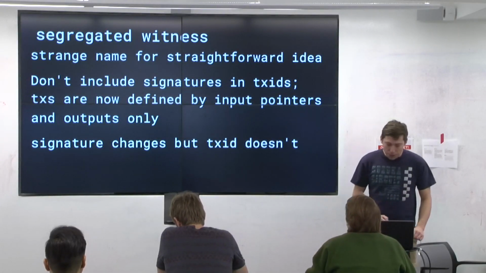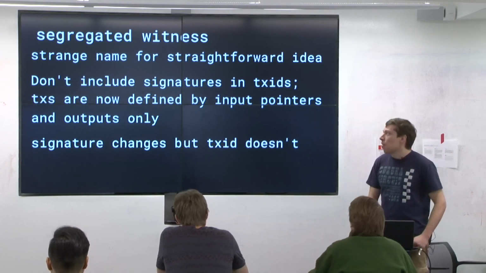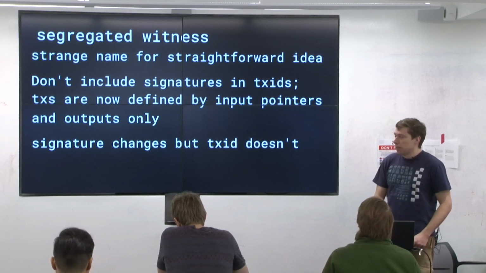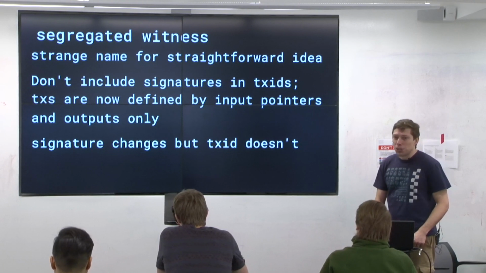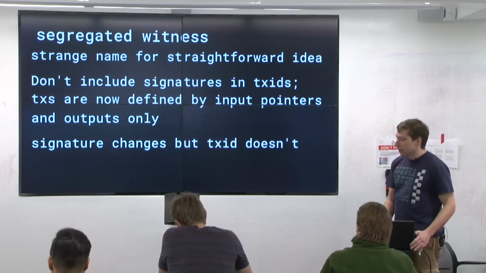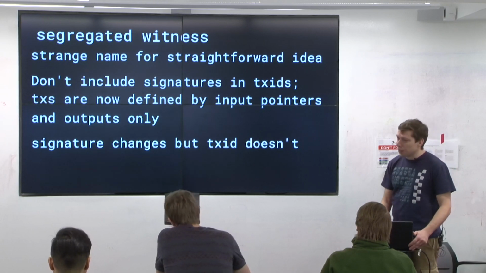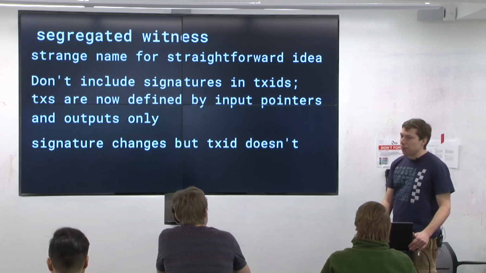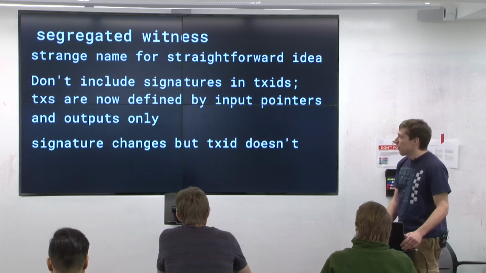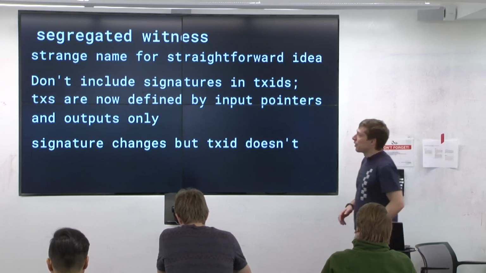Segregated witness. I don't think it's a good name. Separate signatures would be a much easier to understand name. So Peter Wuille, who is really good at Bitcoin and makes all these cool things, he's not the best at naming things. Makes lots of cool stuff, but just makes whatever weird technical name.